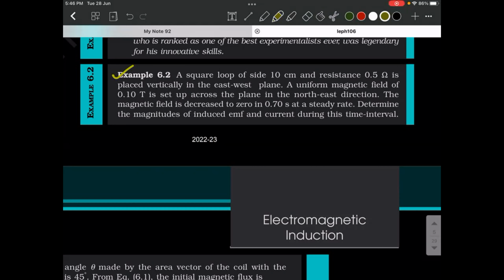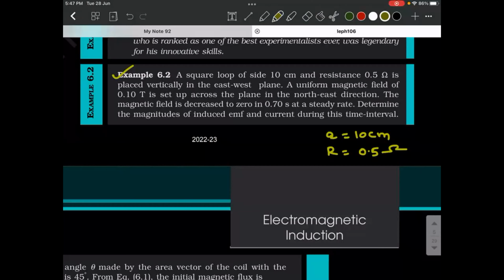There is a square loop, and for the square loop, they have given you the side. So what is the side of it? A is equal to, first write it down in this format. Write it down. A is equal to 10 centimeter. Why did they give you the side? Since in this chapter, to find the area of the coil. So if side is given, area is automatically given. And the resistance of the coil is given to be 0.5 ohm. And it is placed vertically in the east-west plane.